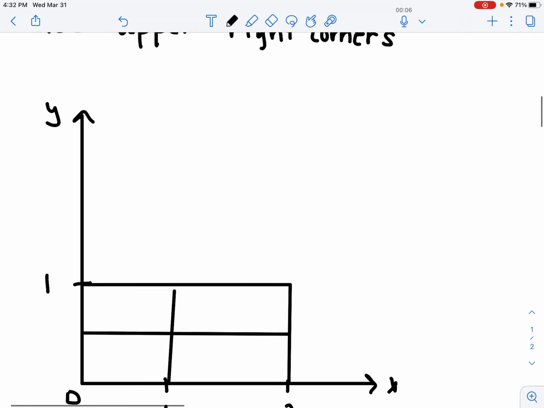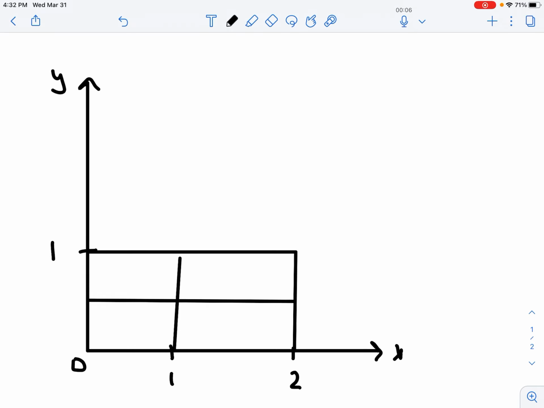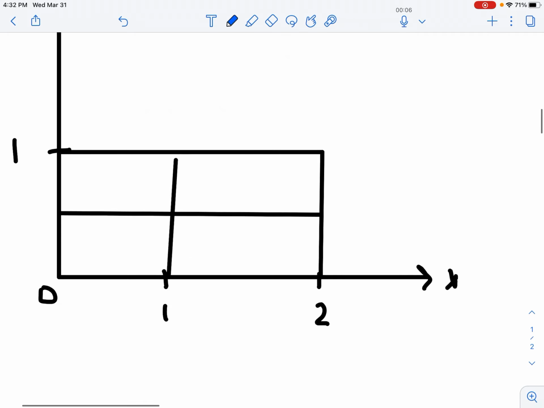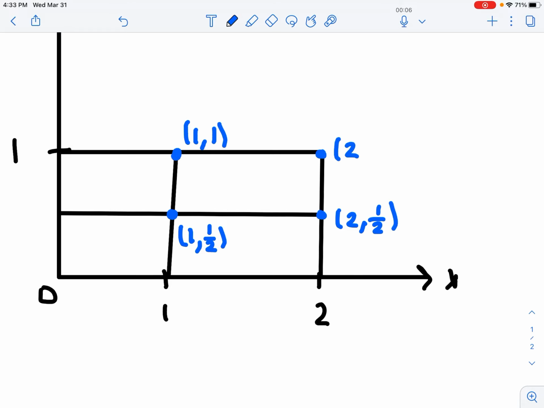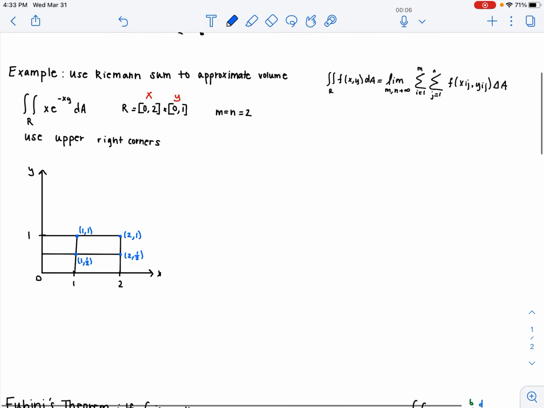Using the upper right corners, which I wanted us to use, we will plot our coordinates. So we're going to plot the upper right-hand corners of all our rectangles. So here we have (1, 1/2), (1, 1), (2, 1/2), and (2, 1). So that is everything we need to do to draw our two-dimensional xy coordinate plane.